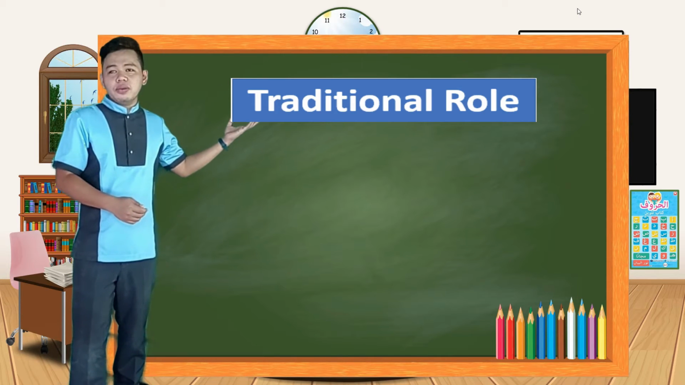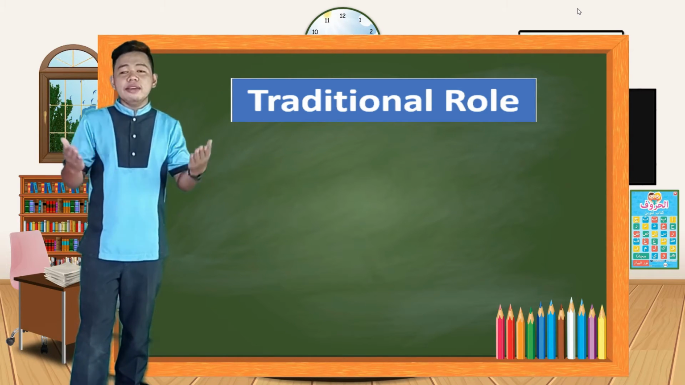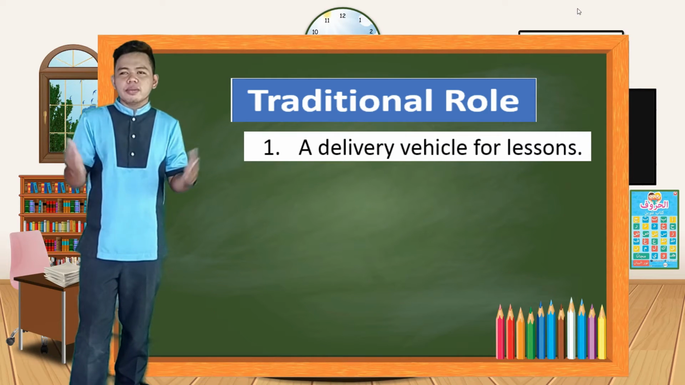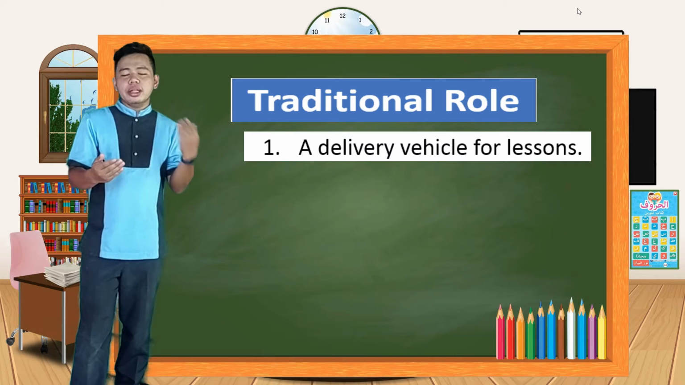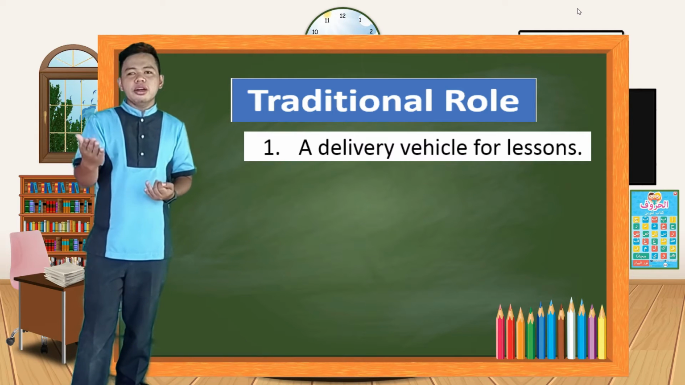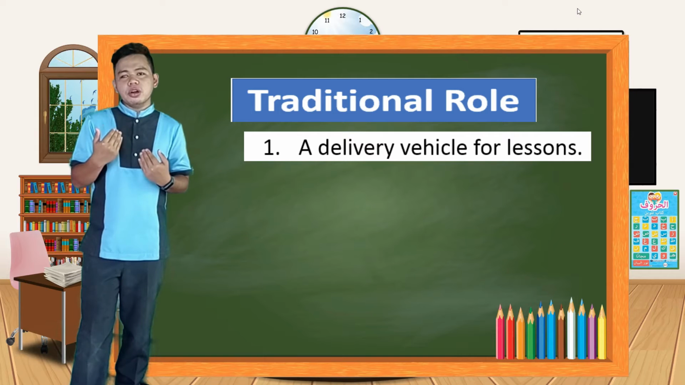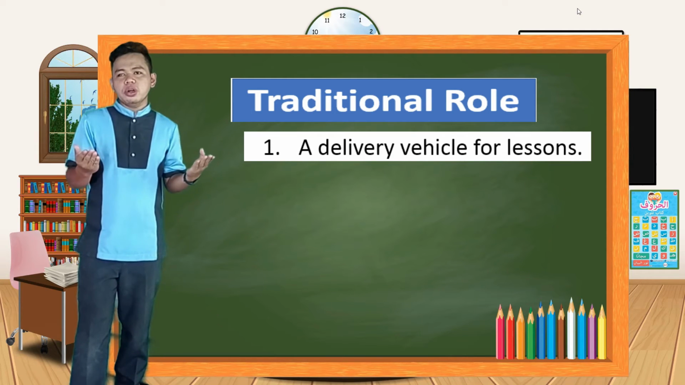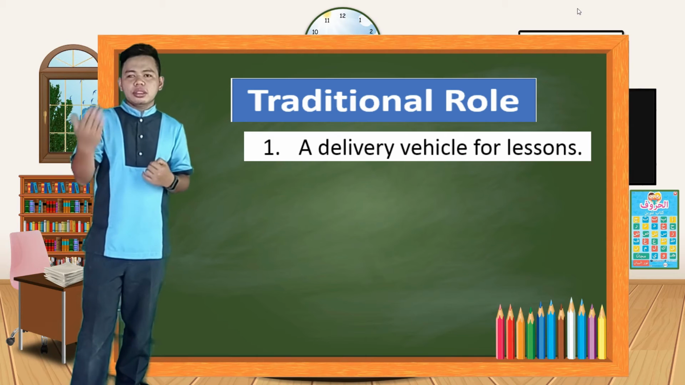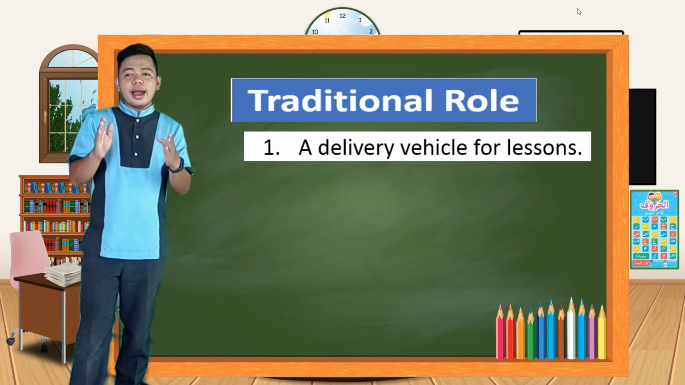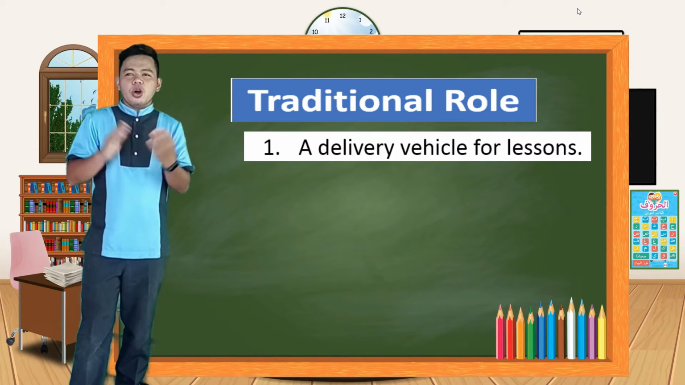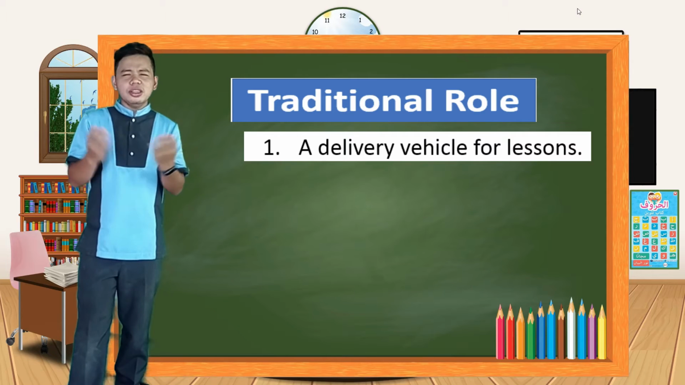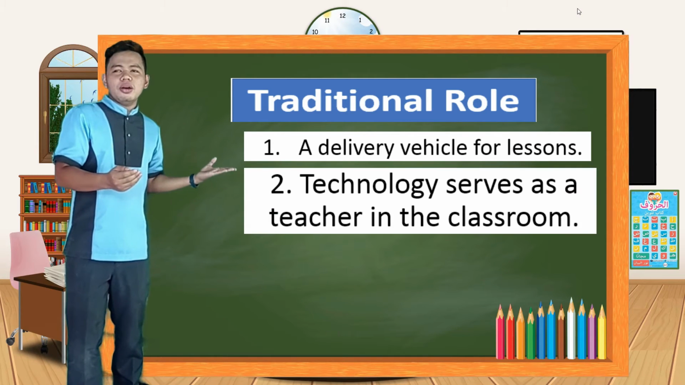Okay, in the traditional role, the technology can be a delivery vehicle for your lesson. So just like in a traditional setup, the technology such as a computer will give you lessons or learning, and the learner or the student will be the receiver or listener to this computer. In that way, the technology such as a computer will act as a teacher, and the learner will be the receiver of the information.